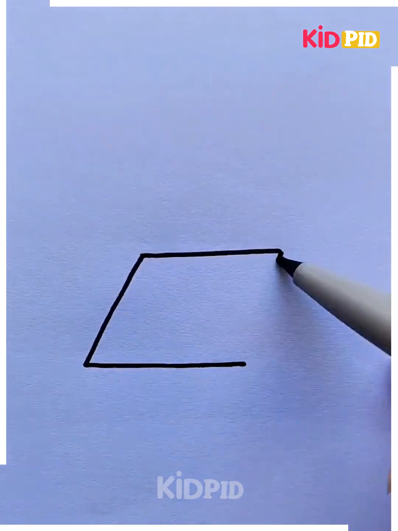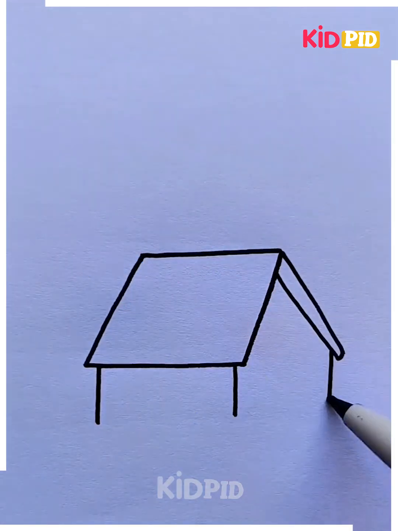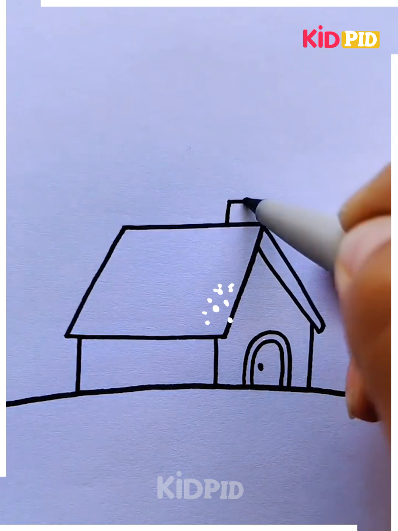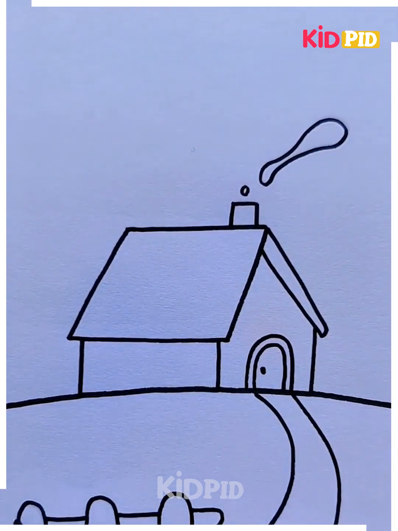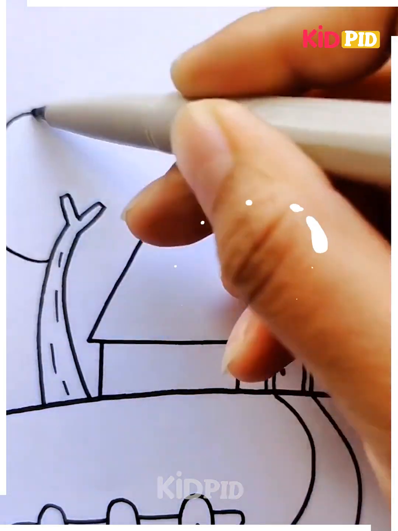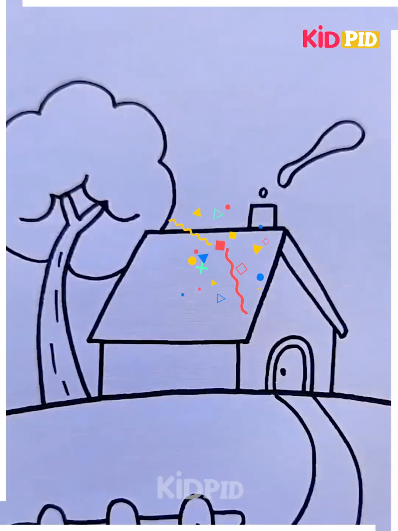So let's move on. Here again a house has been drawn, and then a window is being drawn. A chimney is drawn for the smoke to move out. Like while cooking, the smoke will come out. So that smoke is being passed out through the chimney.